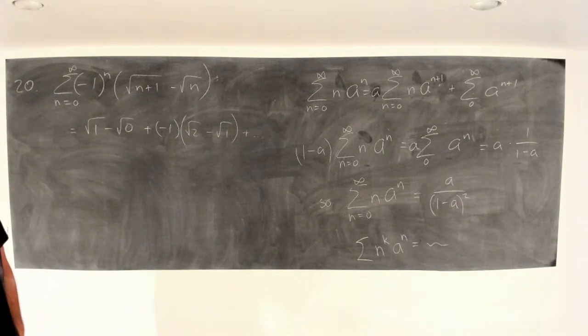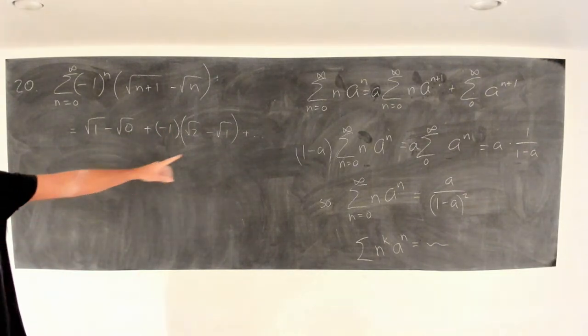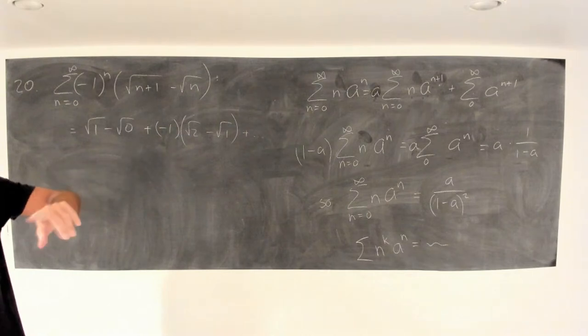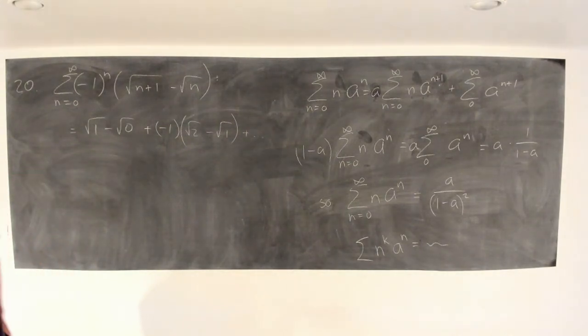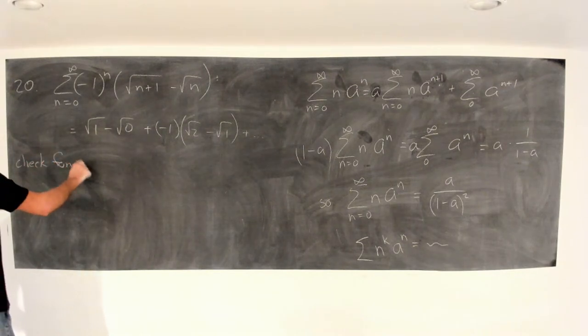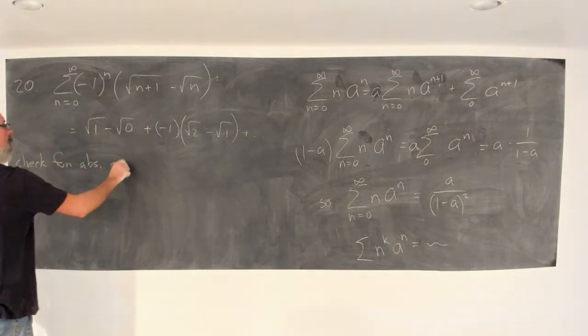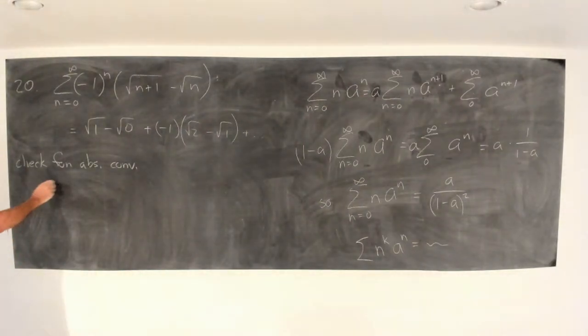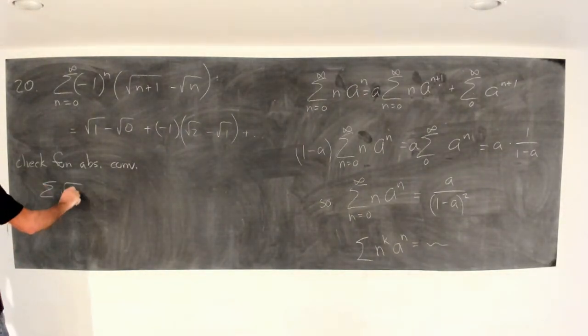Dan, I think you're slightly off. Try it. Look at the n squared we already had. I think it's going to be different already. Can you take absolute value and then it's telescoping? Very good, very good. So check for absolute convergence. And we're checking for this.